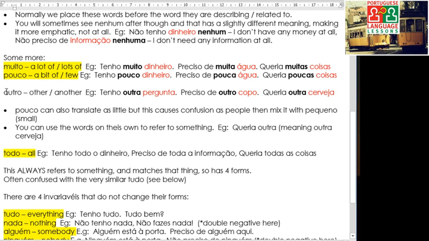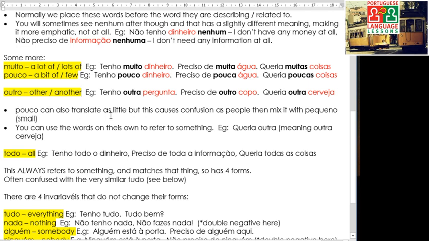Also outro, meaning other or another. Tenho outra pergunta. Preciso de outro copo. Queria outra cerveja. So I have another question. I need another glass. I'd like another beer. Okay. So these ones are fairly straightforward. Very similar to English. We can see that they're changing like the other words. This time a bit easier because we're ending in O at the beginning.